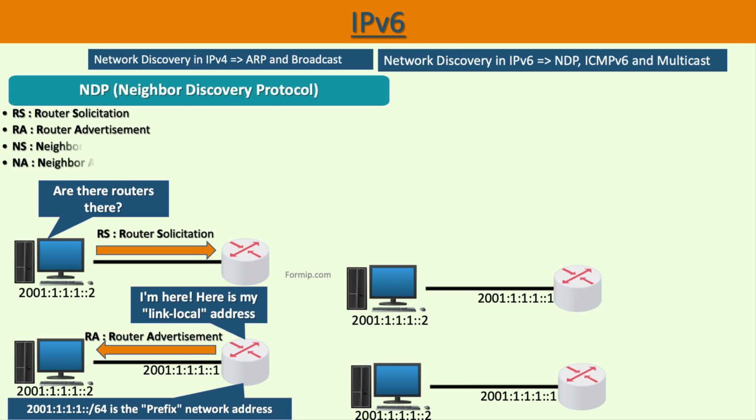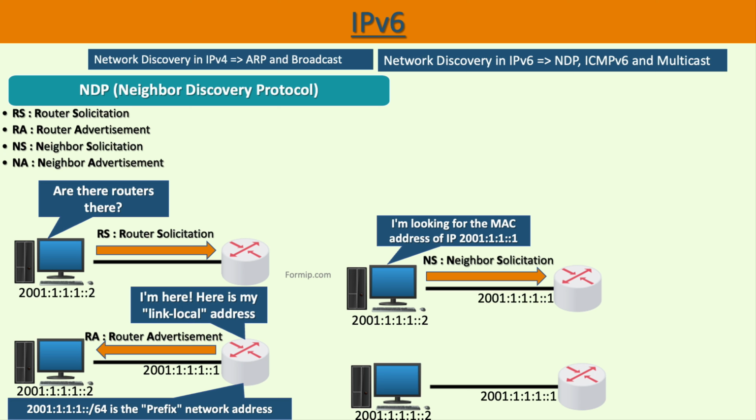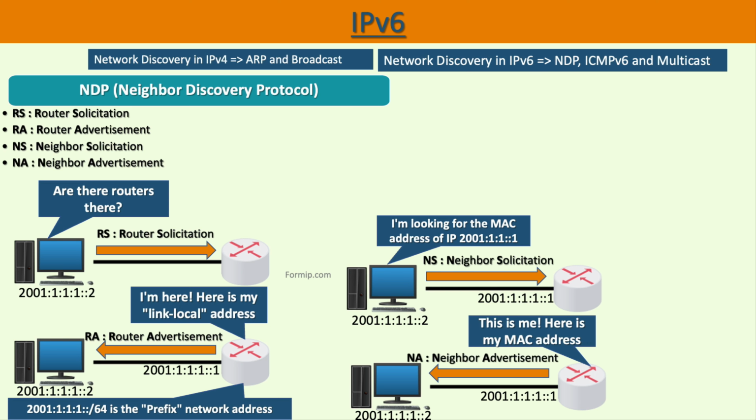And we have the same functions for the neighbors. It works in a similar way to the ARP query. The PC will send a request asking for the MAC address of such and such an IP, and the equipment that recognizes itself will respond by sending its MAC address.